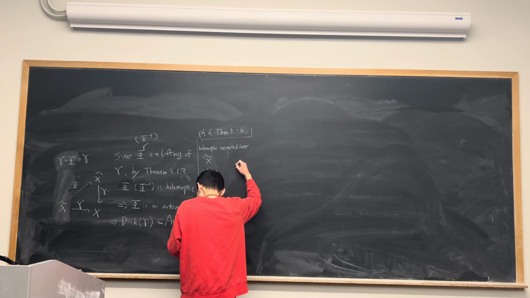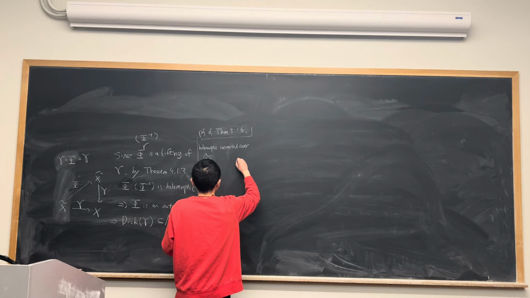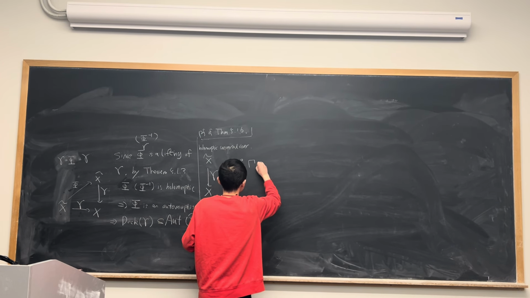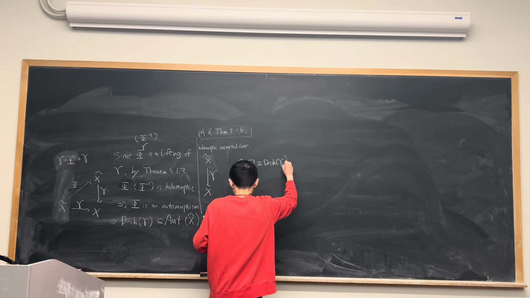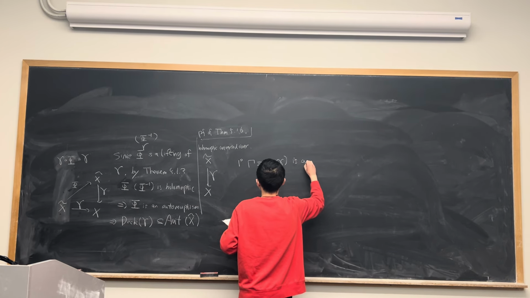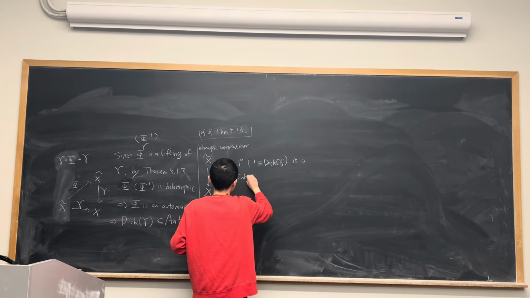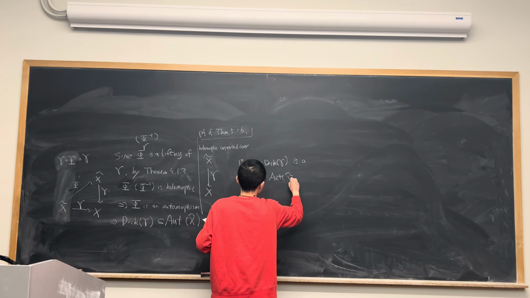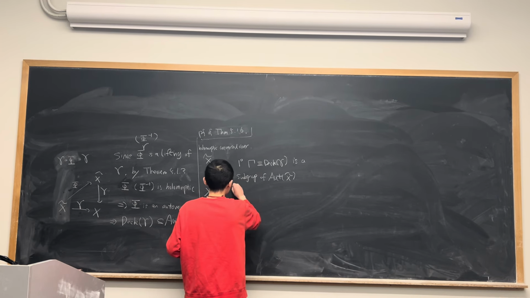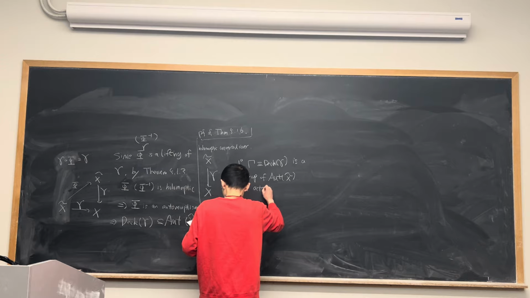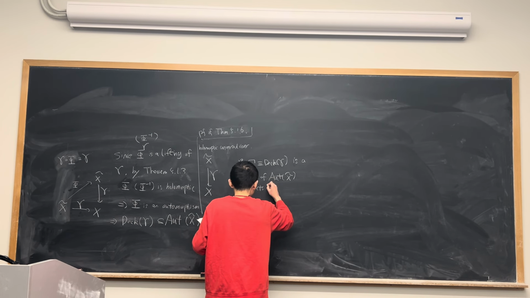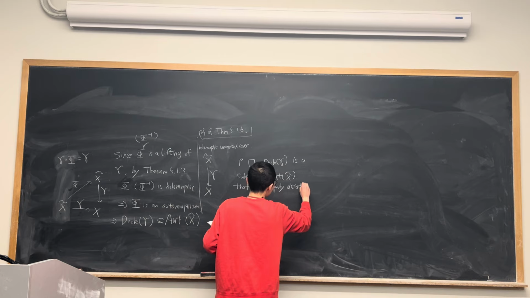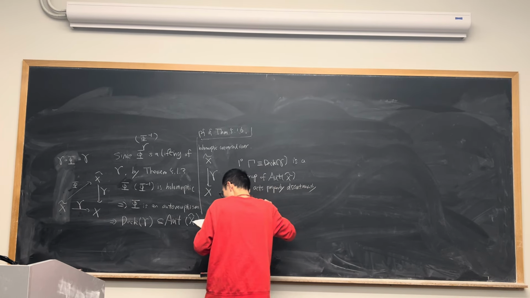There are two parts of the theorem. One part is that we have gamma, which is the deck transformation group of this universal cover, is a subgroup of the automorphism group of X tilde, and it acts properly discontinuously and freely on X tilde.